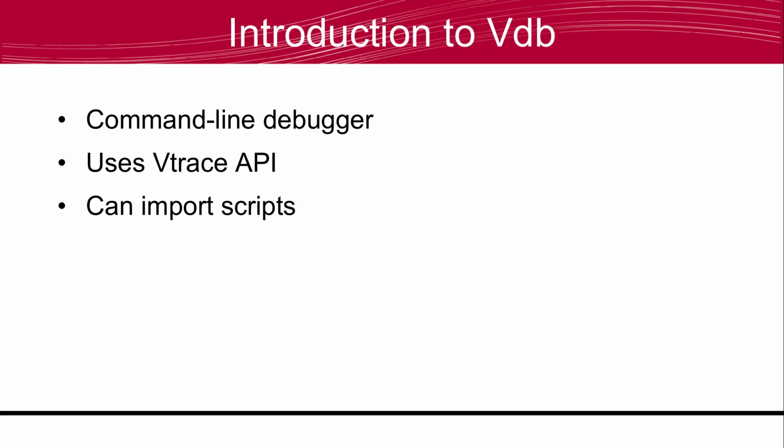VDB is the command line debugger. You can use it to execute a program and step through it, add breakpoints, all of that. It uses the Vtrace API behind the scenes. So you can do basically everything in VDB that Vtrace can. And then you can also import your own scripts to do custom functionality.